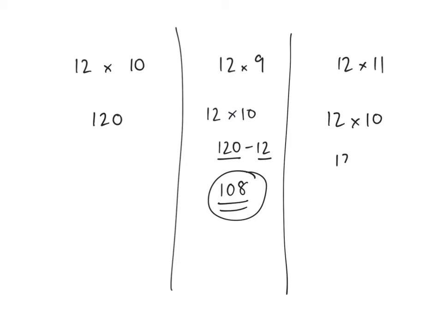This can also be used if I'm multiplying by 11, because I can do 12 times 10, which is 120, and then I can just add another 12 on, because that's what I want. I want 11 lots of 12. 10 lots of 12 is 120. I want 11 lots, so I'll just add an extra one on. It saves me from having to do the column method or the grid method.